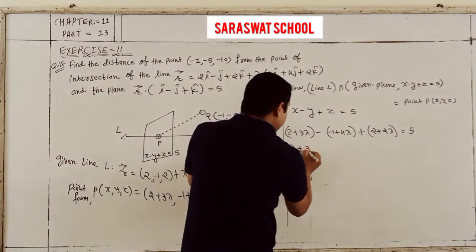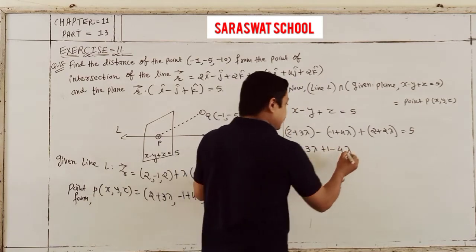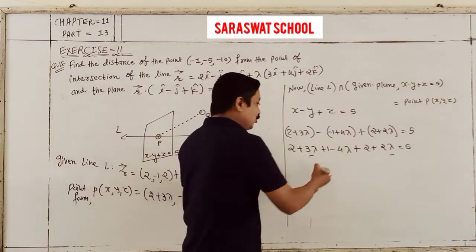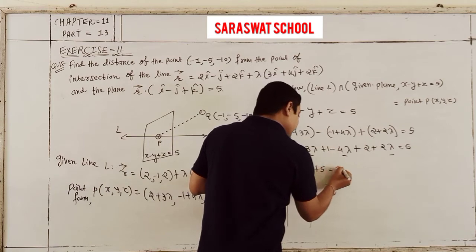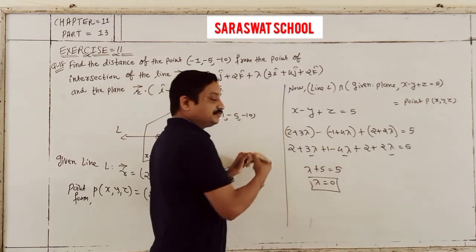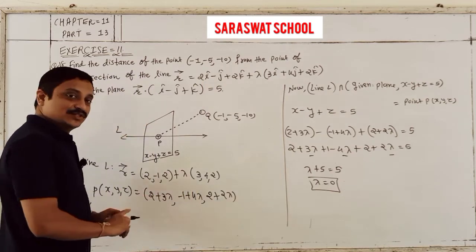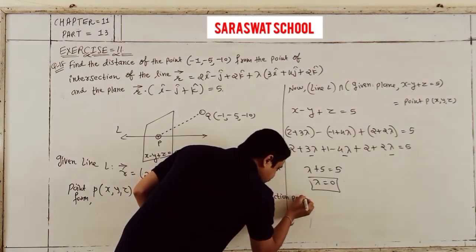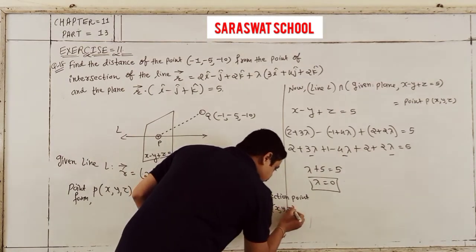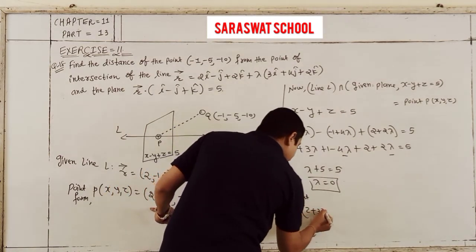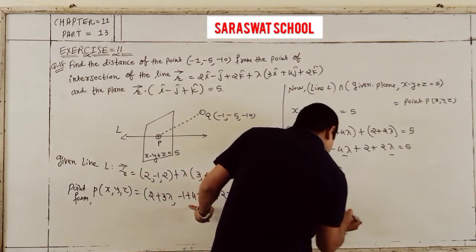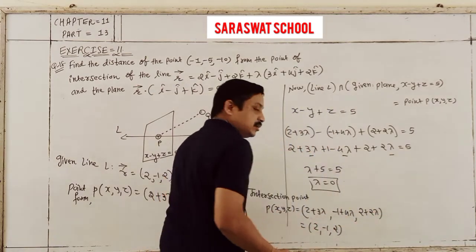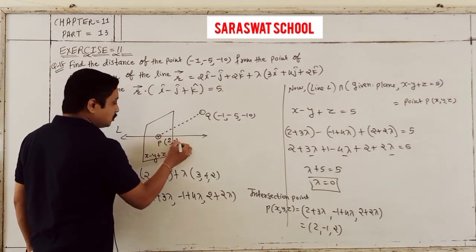So 2 plus 3 lambda plus 1 minus 4 lambda plus 2 plus 2 lambda. So 2 and 3 is 5, minus 4, it is lambda, and here total 5 is equal to 5. So lambda becomes 0. Now this lambda put here. So the intersection point P, x, y, z, is clearly known now: 2 plus 3 lambda, minus 1 plus 4 lambda, 2 plus 2 lambda. So we get 2, minus 1, 2, and that point I plot here.